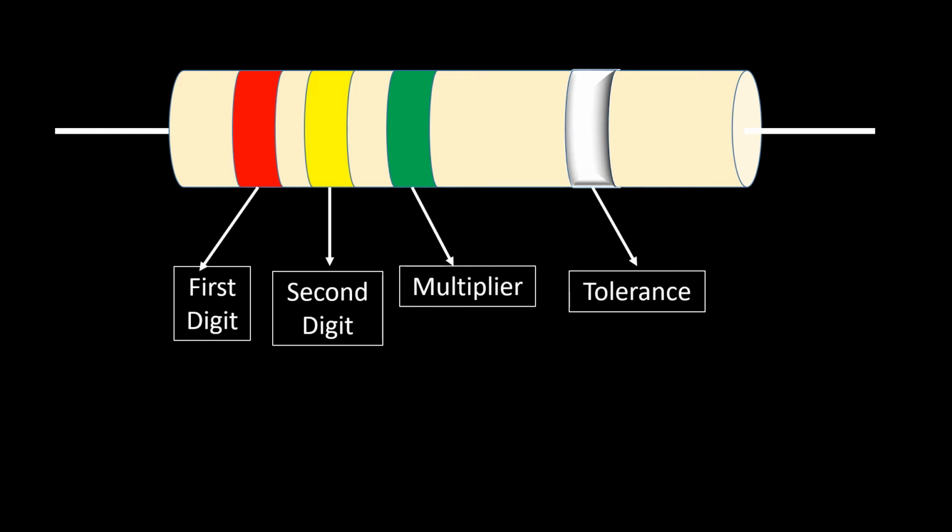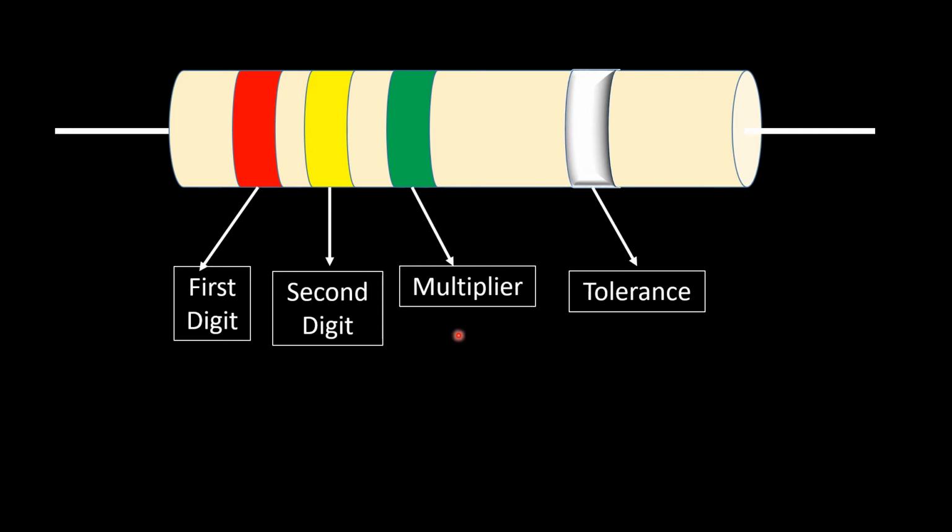Now let us start with the topic. Suppose we have a carbon resistor with 4 color bands. Here the first band is red, the second one is yellow, the third band is green, and the last one is silver. Each band gives me some number. The first band is the first digit of the resistance value, the second band is the second digit, and the third band is the multiplier. So suppose the first digit is 1 and the second digit is 2, then it may be 12 ohm or 120 ohm or 1200 ohm or 12,000 ohm.